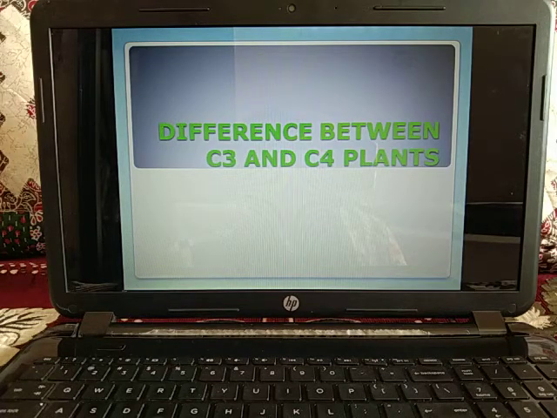In higher plants operating C3 cycle, the chloroplasts are all granular, but there are two types of chloroplast in case of C4 plant, granular in mesophyll cells and agranular in bundle sheath cells. Ribulose bisphosphate is the first acceptor of carbon dioxide in case of C3 plants, and phosphoenol pyruvate is the first acceptor of carbon dioxide, while ribulose bisphosphate is the second acceptor in case of C4 plant.